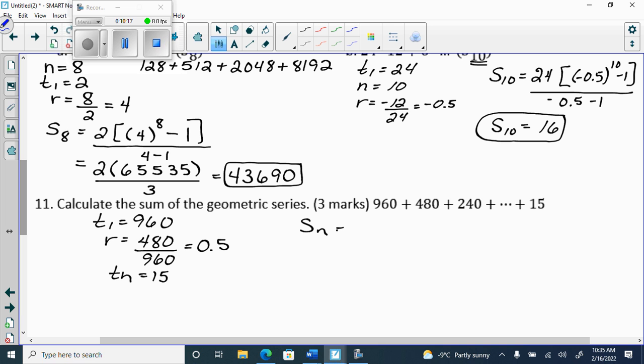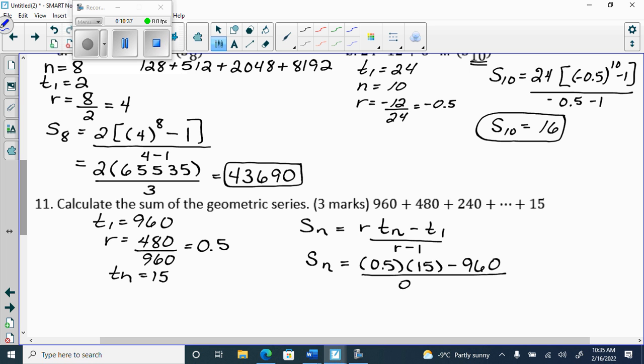Sn equals r times Tn minus T1 over r minus 1. So we're doing Sn, we just don't know what n is, just stays Sn. R is 0.5, Tn is 15, minus 960 divided by 0.5 minus 1. So we get 0.5 times 15 minus 960 divided by negative 0.5. What'd you get? 1,000? All right, 105.